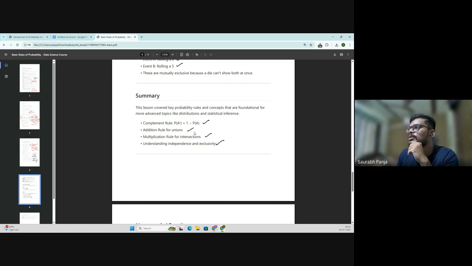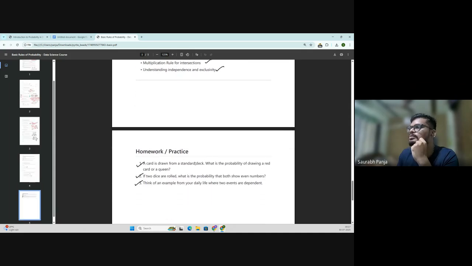We cover the complement rule, which is the example that I gave: if you have calculated the win percentage of one team, then the complement, the total outcome minus that, would be the win percent of the other team. The addition rule for unions, no need to memorize it; we will be going into depth on this. Then the multiplication rule for intersection, and understanding independence and exclusivity.